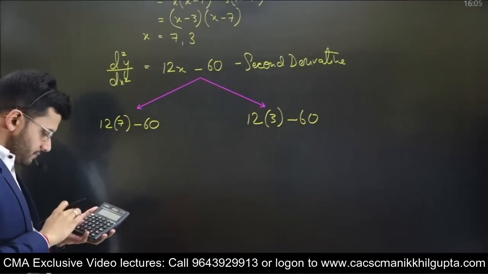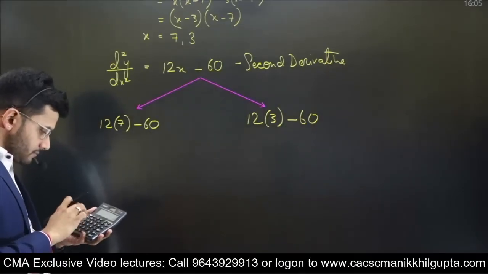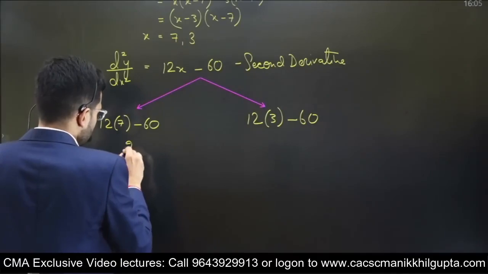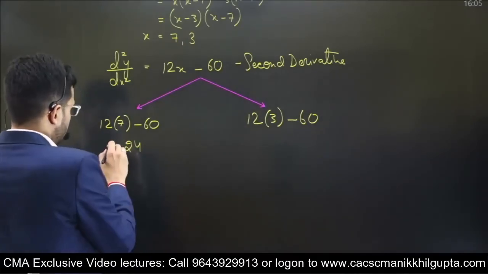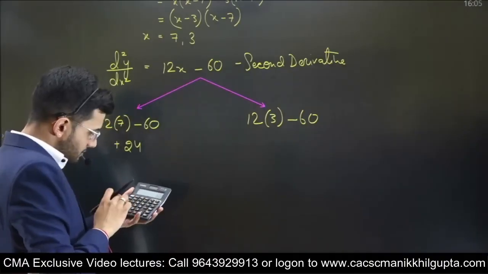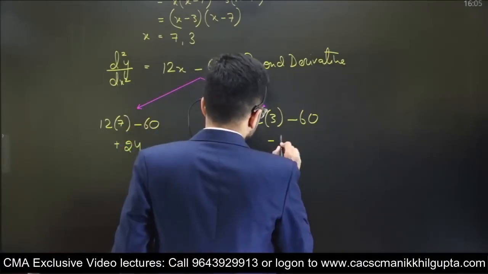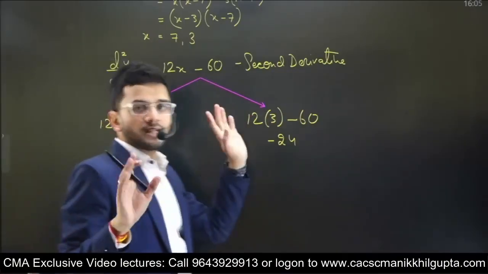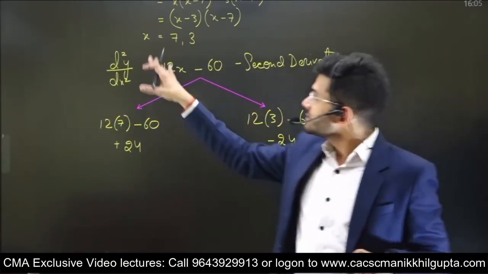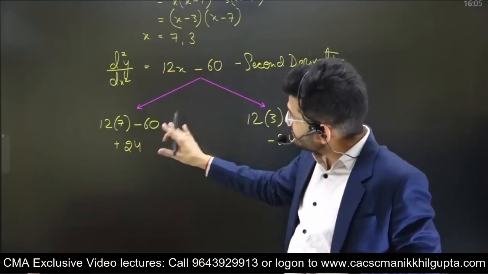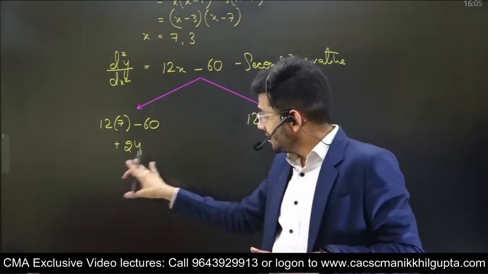12 multiplied by 7 is 84, minus 60 is 24. This is a positive number. 36 minus 60 is minus 24, which is a negative number. So this is a positive number, this is a negative number. When we substitute the answers which we have derived into the double derivative equation, then we get this result.